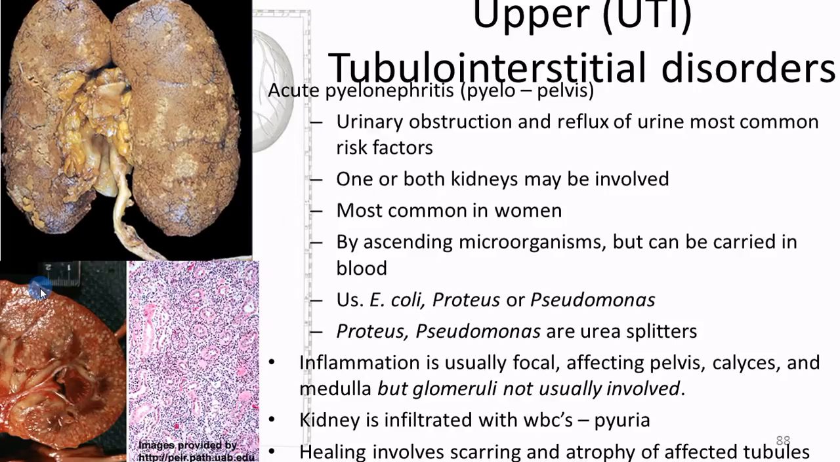It's more common in women. And it's typically because of microorganisms that can move up the ureters. But like I said before, they can come from the blood too. And the usual suspects are the E. coli. So the same E. coli as before. Right. So in this situation, you have inflammation of the pelvis, the calyces, the medulla, but usually it's not the glomerulus itself. It's the tubules, it's the long descending loop, it's all those other structures. And then white blood cells are going to come into the tissue, and that's called pyuria.